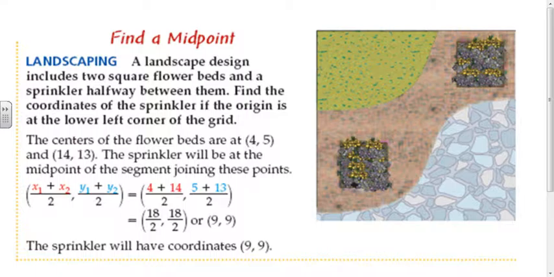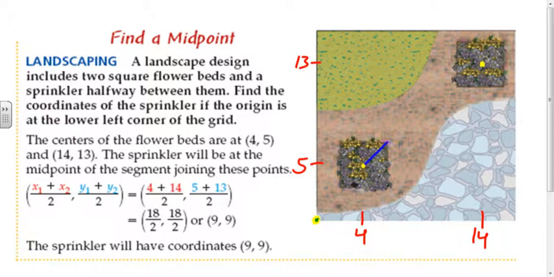So let's see how this works on a specific example. If we were landscaping and we have 2 square flower beds and a sprinkler halfway in between them, and we want to find the coordinates of the sprinkler if the origin is at the lower left-hand corner of the grid. So that would be right here. We'll put a green dot in the middle there so we see exactly where we're going. So that's our point 0, 0. The midpoint of our flower beds would look like that. One is found at 4, 5, and one is found at 14, 13.